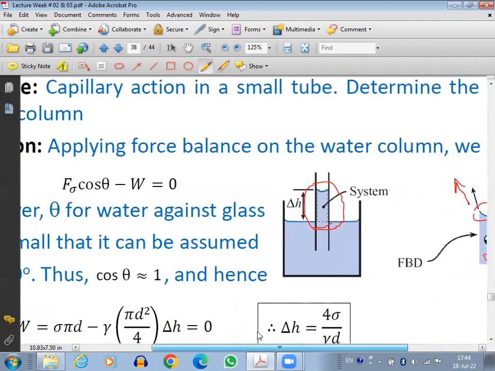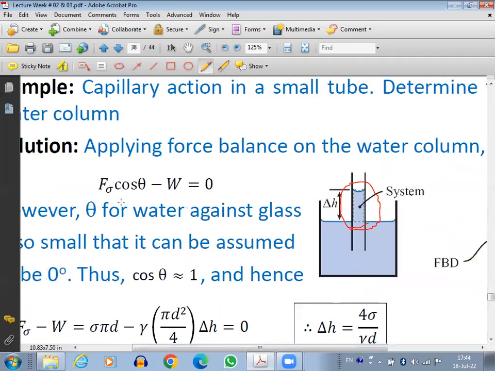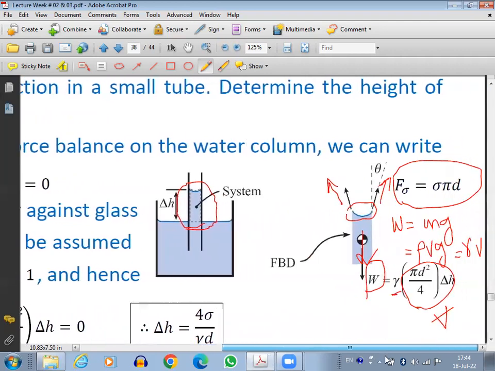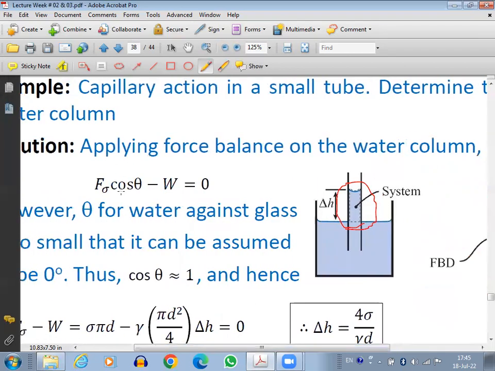So now you just substitute it here. Basically, F sigma cos theta. Cos theta, why? Because this is acting at a certain angle, and that will be the contact angle at which this force will be acting upward, right? The contact angle it is going to make with the capillary. Okay. So we have to find the force in the direction opposite to the weight, which will be with cos theta. So it will be F sigma cos theta minus W equals to zero. That will be the balance. This will be the point when the water will stop rising.